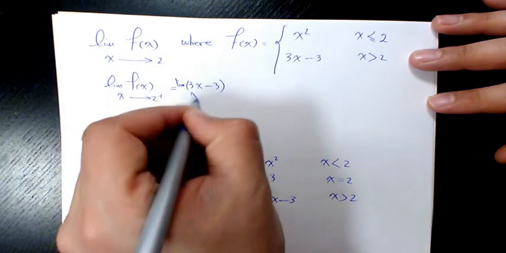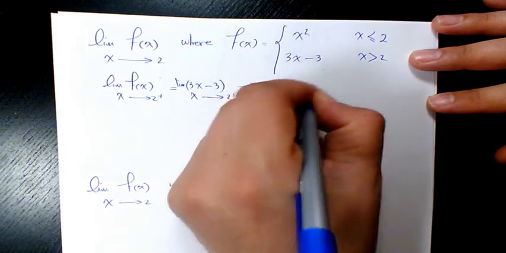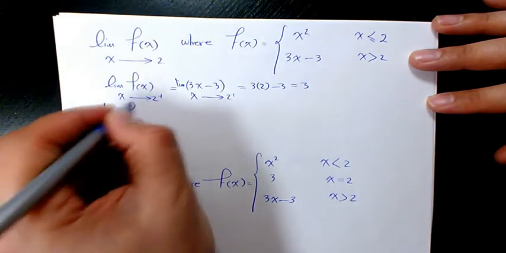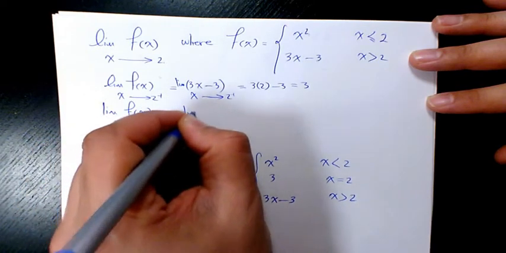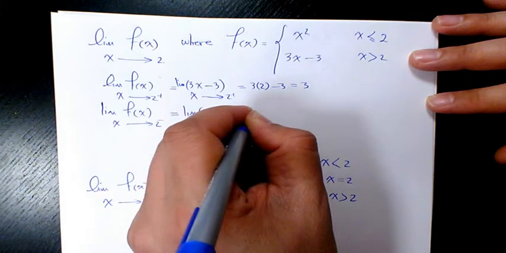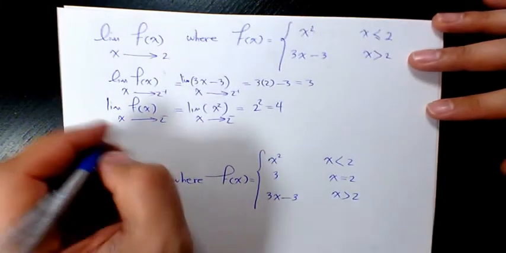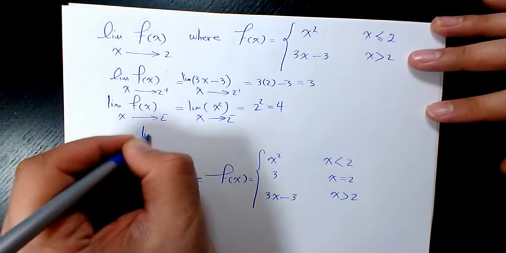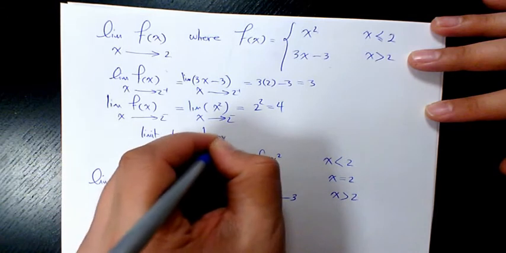Limit of 3x minus 3 when x is approaching 2 is going to be 3 times 2 minus 3, which is 3. Limit of f of x when x is approaching 2 minus is limit of x squared when x is approaching 2 minus, which is 2 squared, which is going to be 4. And they are not equal. Limit doesn't exist.